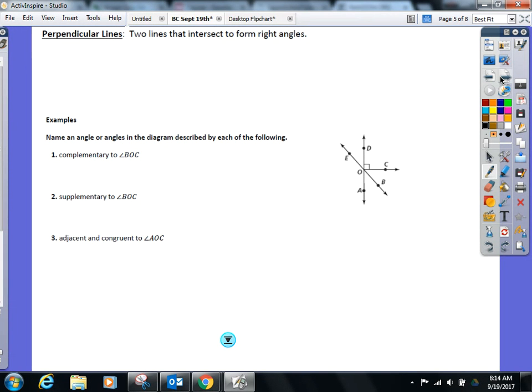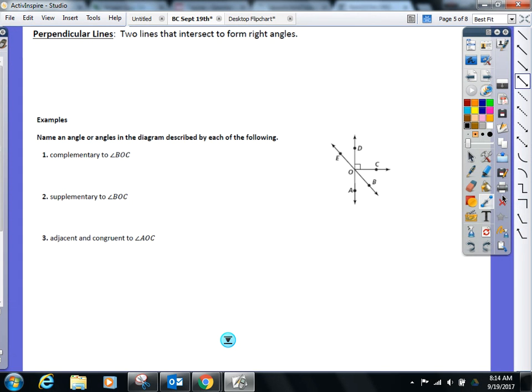Perpendicular lines. Two lines that intersect to form right angles. Can you draw that for me? Two lines that intersect that form right angles. Go ahead. Two lines, make them intersect. They form a right angle, which means how many degrees? 90 degrees. And make sure you put some markings on your diagram that say these are perpendicular, because you know the 90-degree symbol now. Good, good, good.